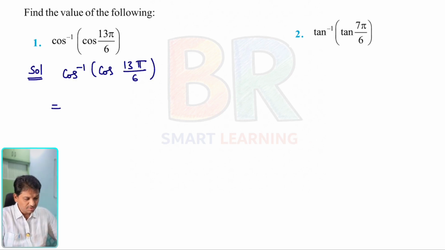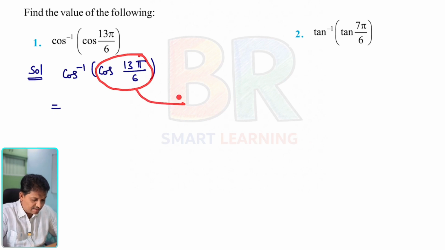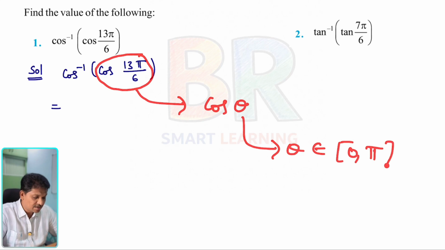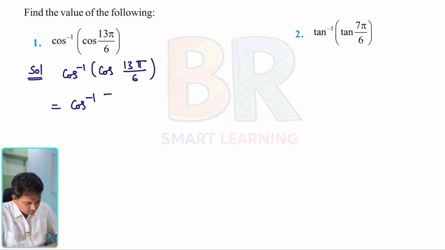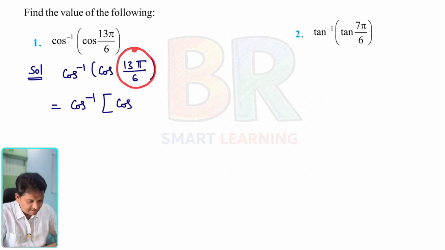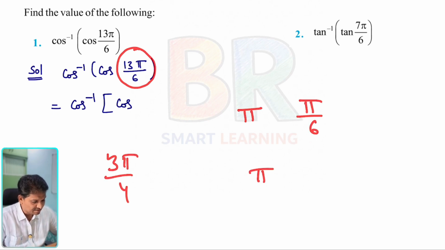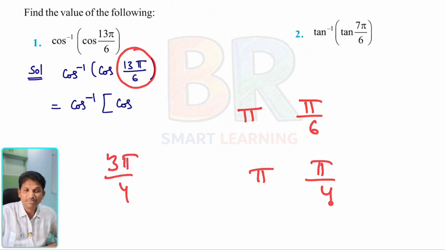Look here, cos inverse of cos 13 pi by 6. I write this cos 13 pi by 6 in the form of cos theta such that theta is in this interval. Actually, it is already in cos theta form, but I'll make sure that theta is in this interval. So how to write like that? Very simple. Suppose 3 pi by 4 is there, you write it like this, pi by 4. Later we will simplify based on that.